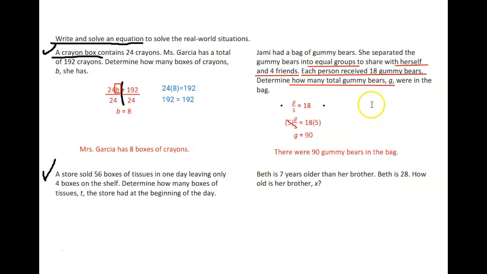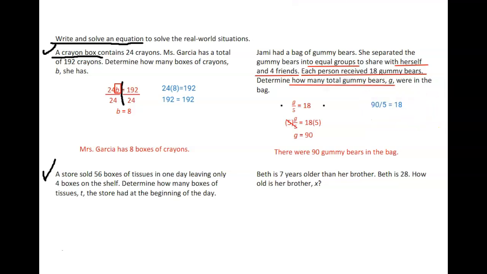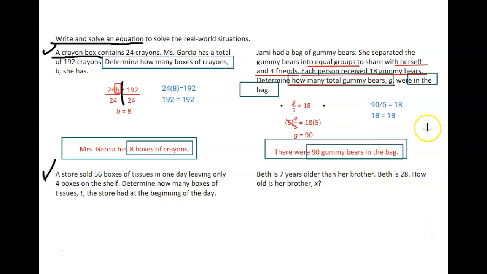Now don't take my word for it. We need to check your answers. So take the original answer of 90. I want you to divide it by the original divisor of 5 and see if it equals 18. Pause the video, do 90 divided by 5 to check your answer. Okay, so you did get a quotient, or a correct 18 equals 18, so there are 90 gummy bears in the bag.